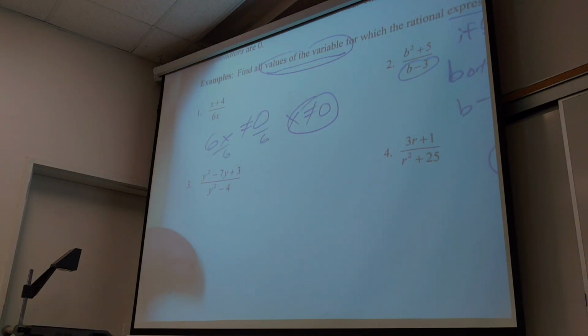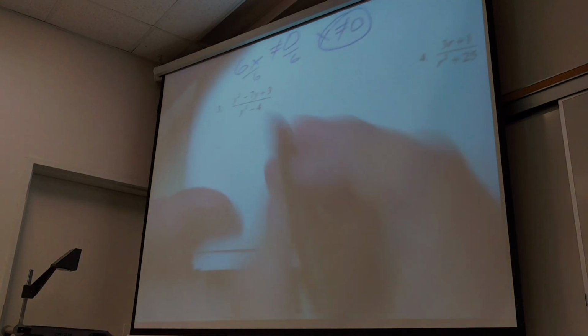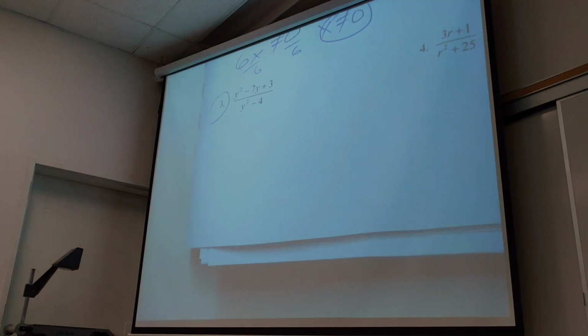Some people tell me -6. You can see maybe why they would say that, but -6 times 6 is -36. I can divide by that. I just can't let it be 0. You guys, what about number 3? 2. It's a good start.